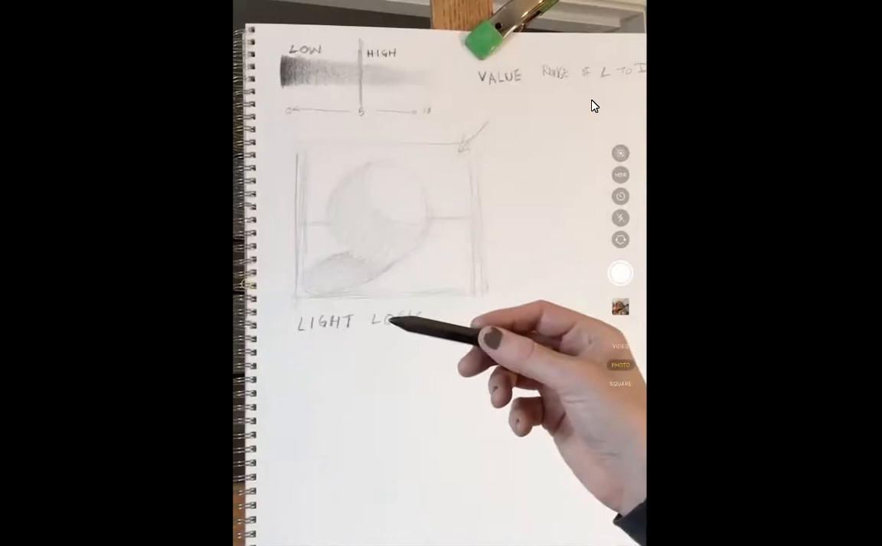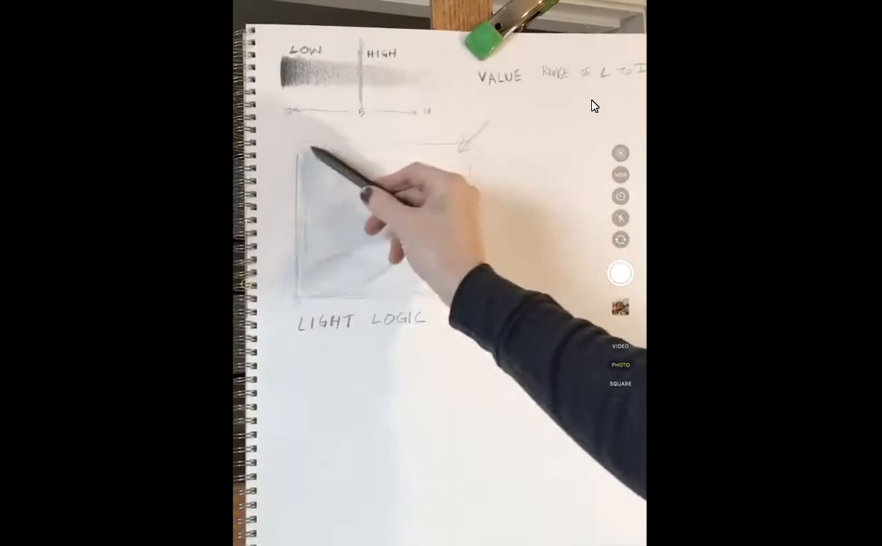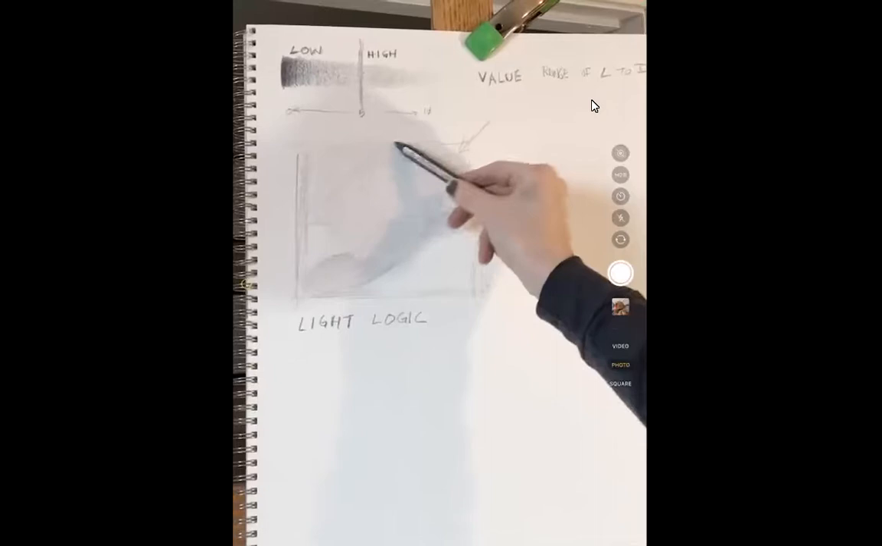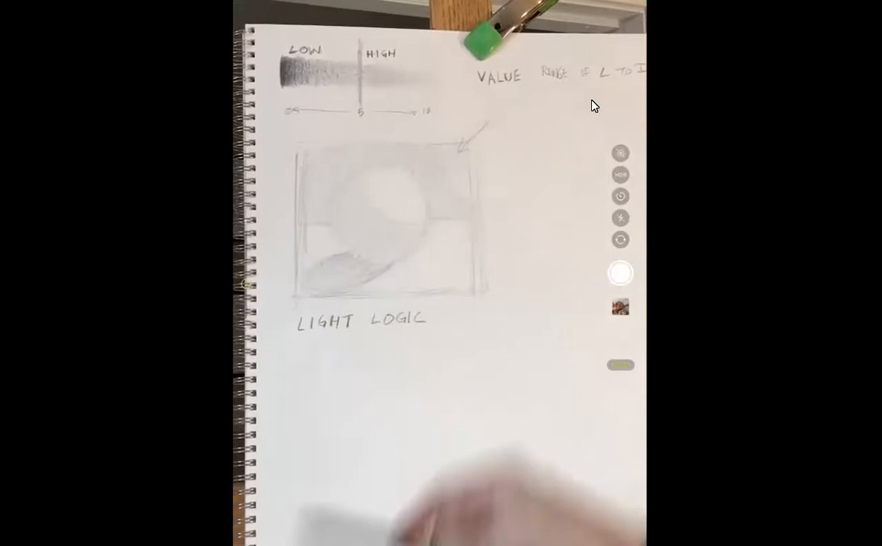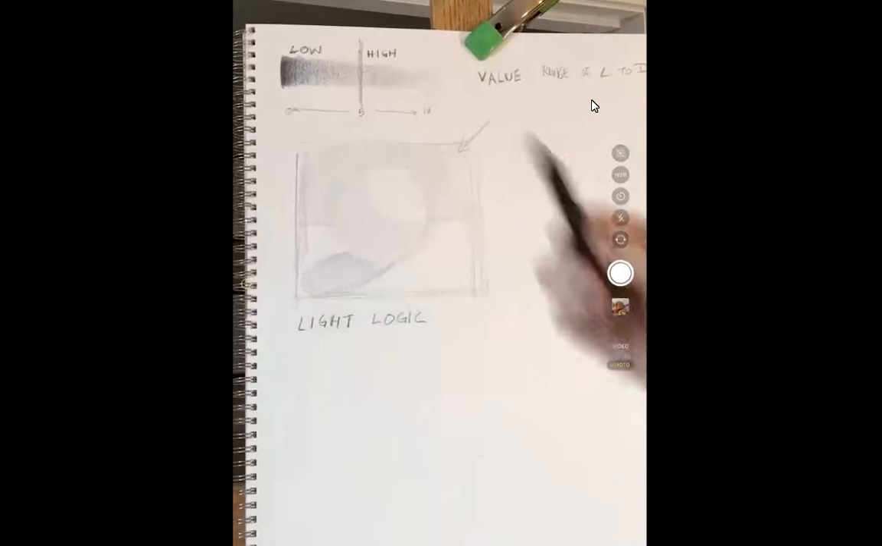Perfect. So if we go ahead and come through here and put in a tone behind the light, then the tone that's behind the light and surrounding the light will make that light step forward. So go ahead and apply your tone to the background.